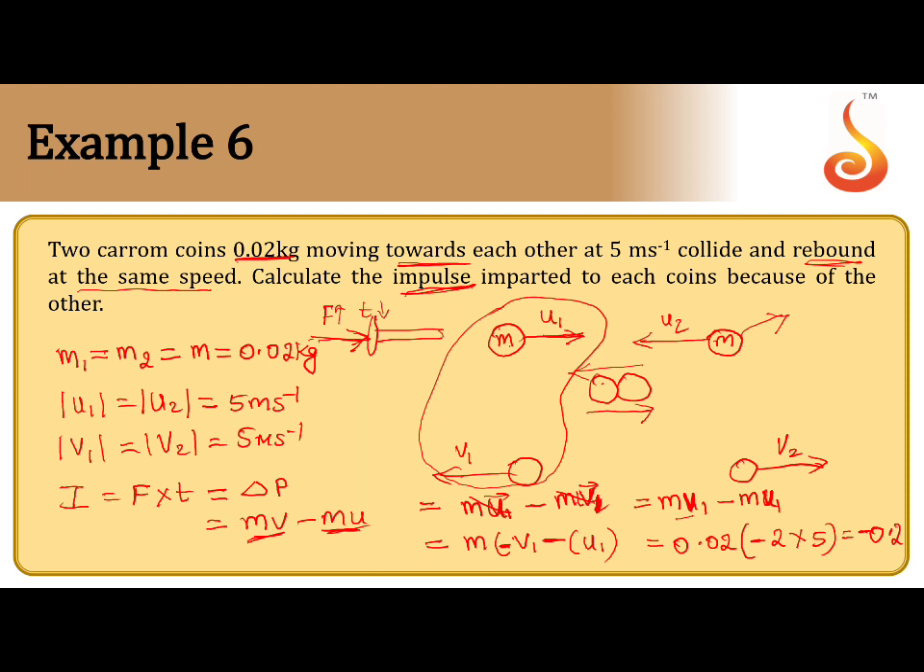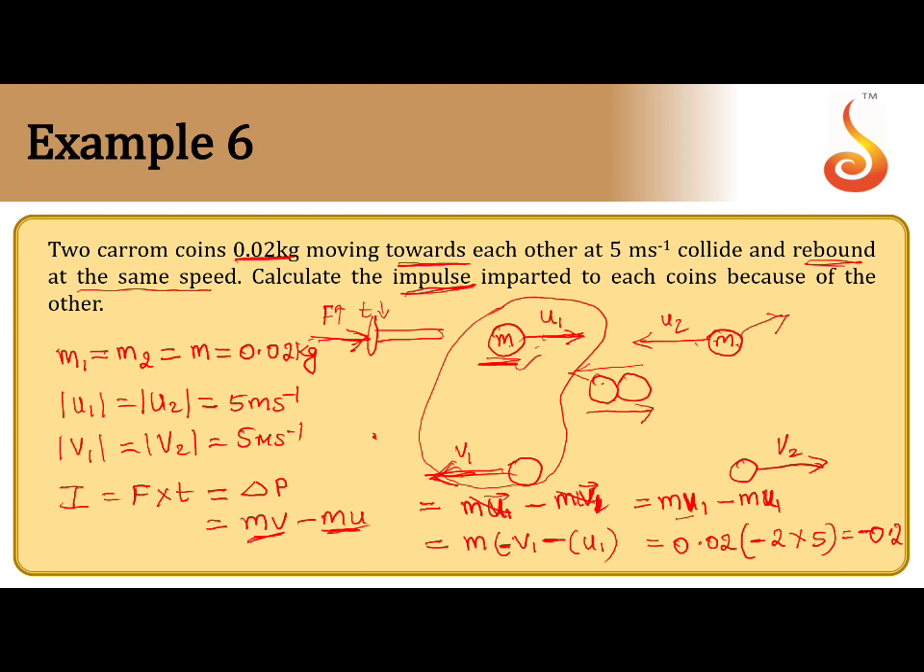So I repeat once again what I have done in this problem. I am trying to find the change in momentum of either of the carom coins, so I am taking the first carom coin. The problem says they are moving in the opposite direction. They have the same mass and the same velocity. They collide, and after collision, they travel with the same velocity.